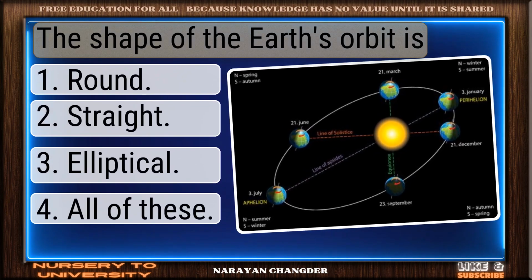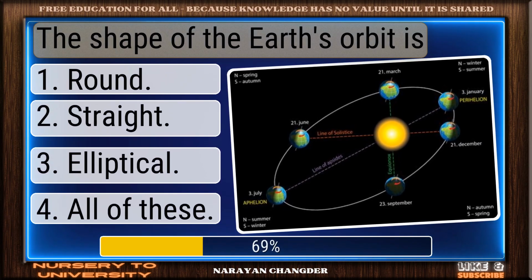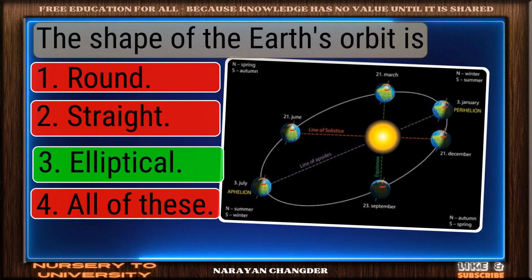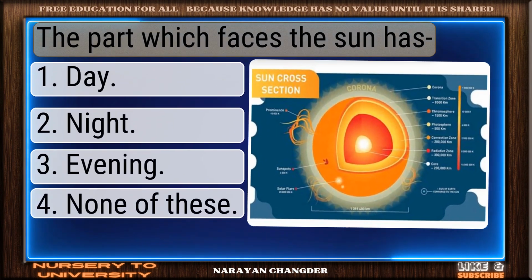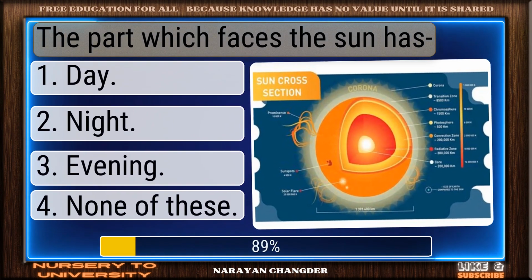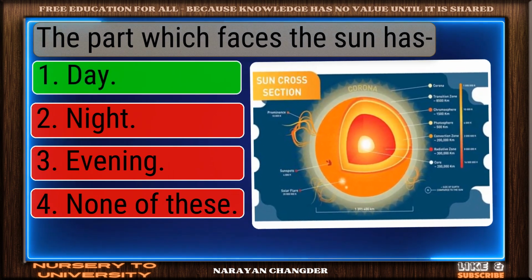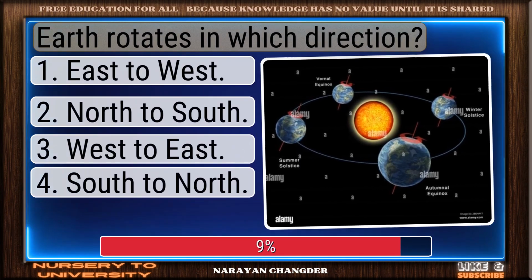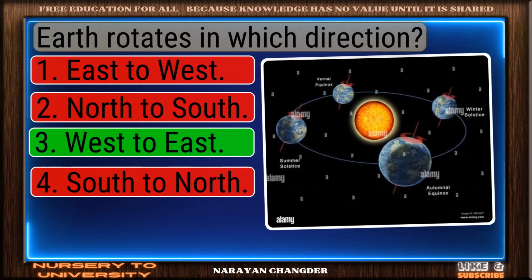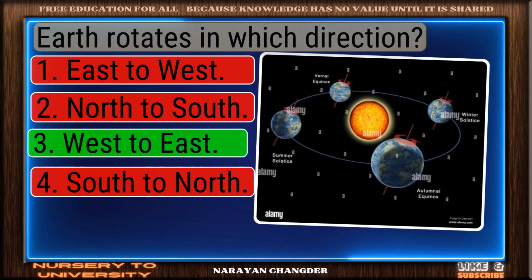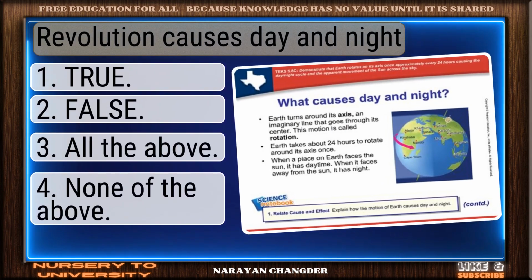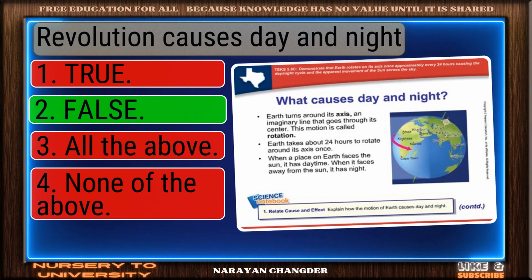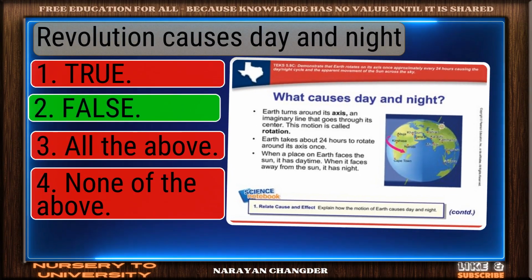The shape of the Earth's orbit is. Excellent choice. Elliptical is the right answer. The part which faces the sun has. Solid response. Day is a valid choice. Earth rotates in which direction? You're right. West to east is the correct answer. Revolution causes day and night. Correct response. False is the most accurate answer.